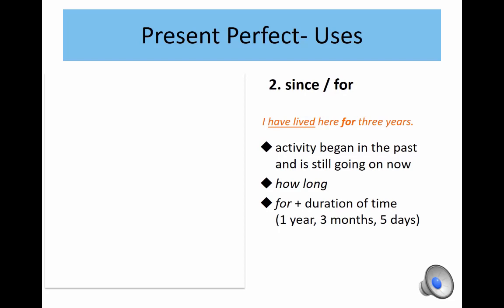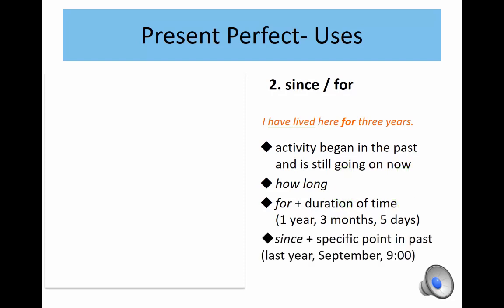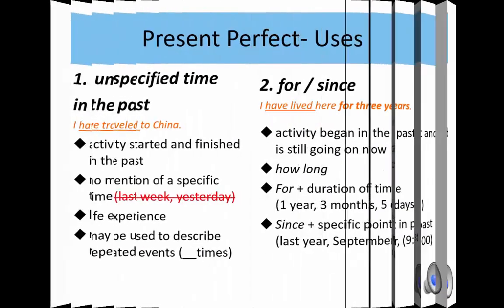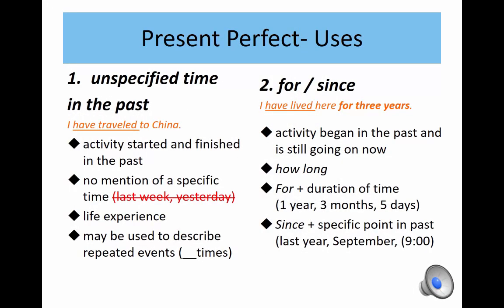We use for with a duration of time or length of time. For example, 1 year, 3 months, or 5 days. We use since with a specific point in the past. For example, last year, September, or 9 o'clock. Okay, it's important to remember that these are two different uses of the same verb tense.